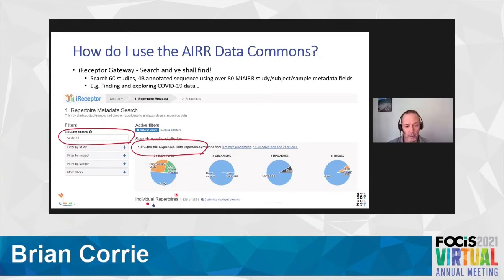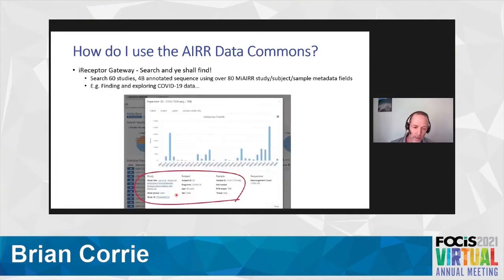And at this point, you can do some further analyses. You can look at V gene usage, D gene usage, junction length histograms, so some simple analyses. And of course, you can also download the data for further detailed analysis.